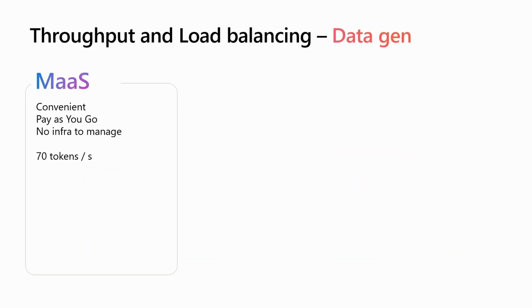Throughput and load balancing. We're generating a huge quantity of data. That's a lot of tokens. So on Azure AI right now, you have 2 ways to do it. You have MAS, Model as a Service, which gives you 70 tokens per second. Remember, I was talking about millions of tokens that we are generating. So it's able to do 70 tokens per second.